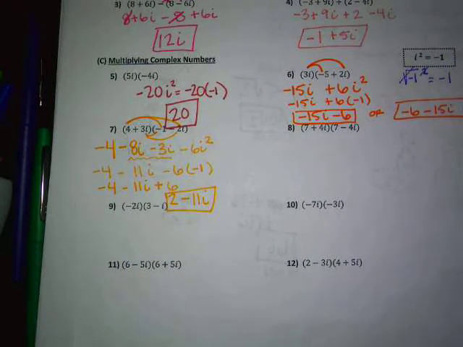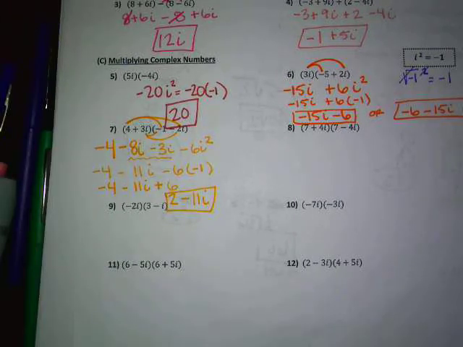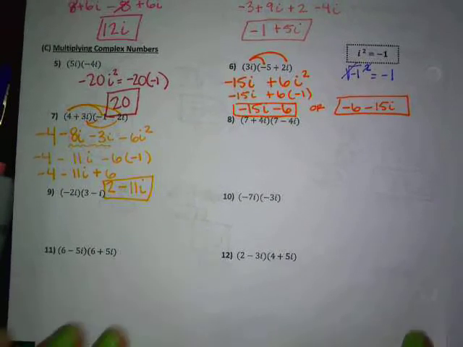Your answers should have a real part and an imaginary part, or just one or the other. If you have I squared in your answer, it's not completely simplified. Alright, so that's the distributing or FOIL method. You can also do the box way, which some people like. So I'll do the box way with number 8.